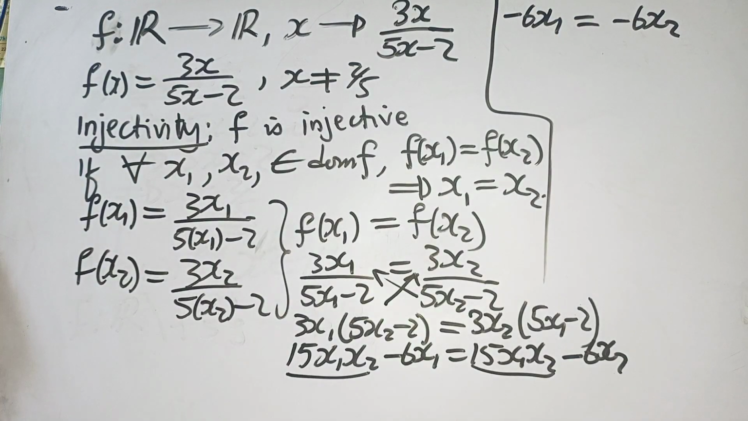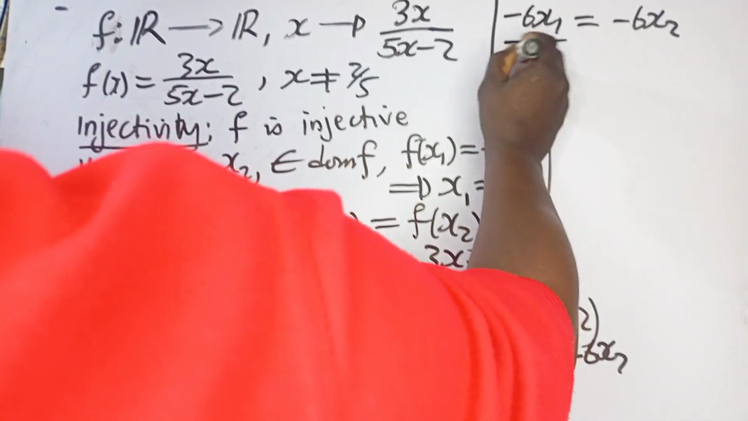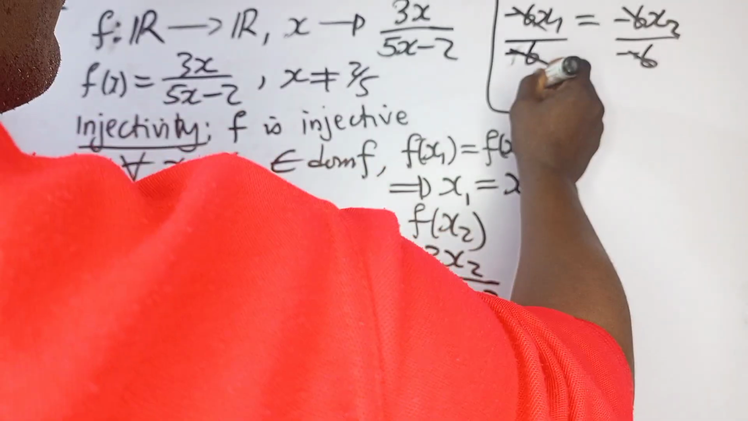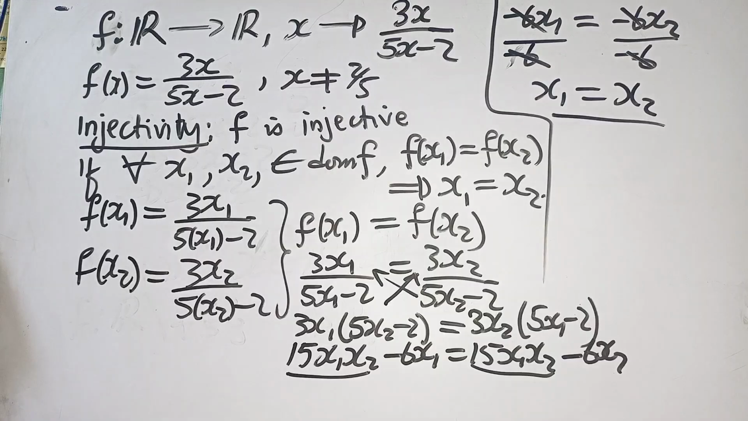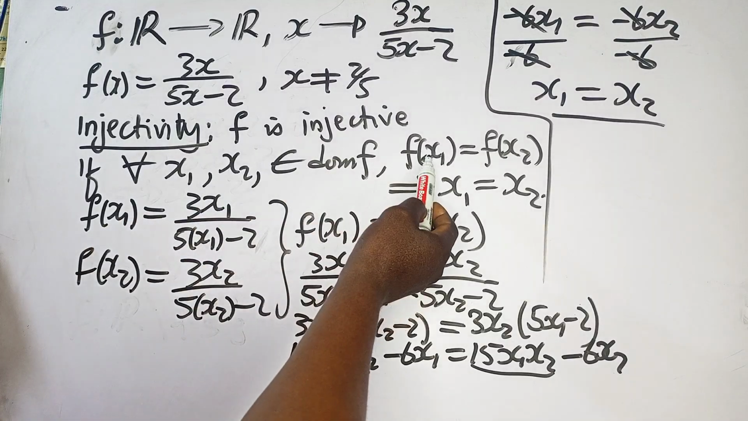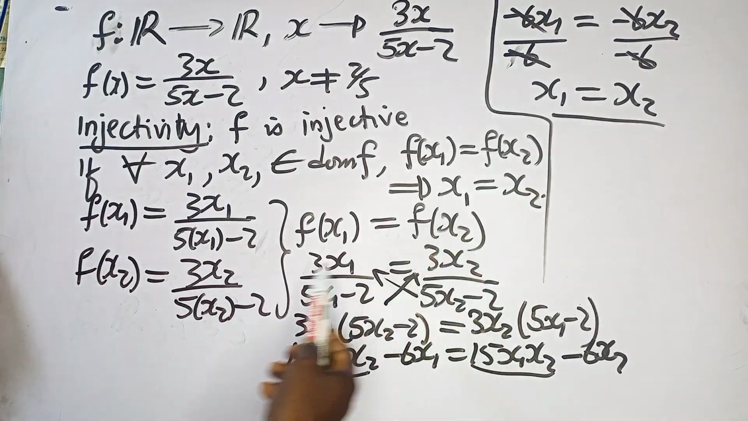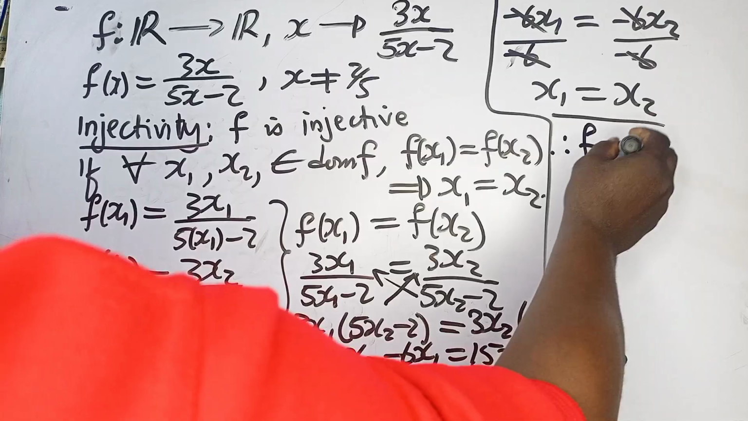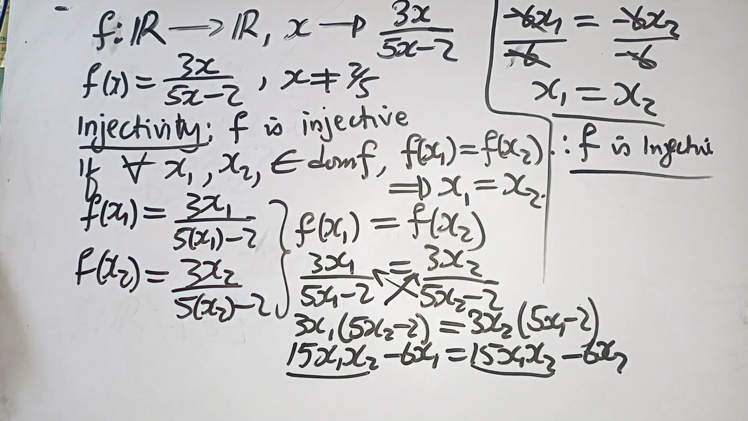So we have negative 6x1 equals negative 6x2. We divide both sides by negative 6, and you see they go off, so we end up with x1 equals x2. So we have finally shown that if f of x1 equals f of x2, then x1 equals x2. We started there and we have ended there. So conclusion, f is injective.